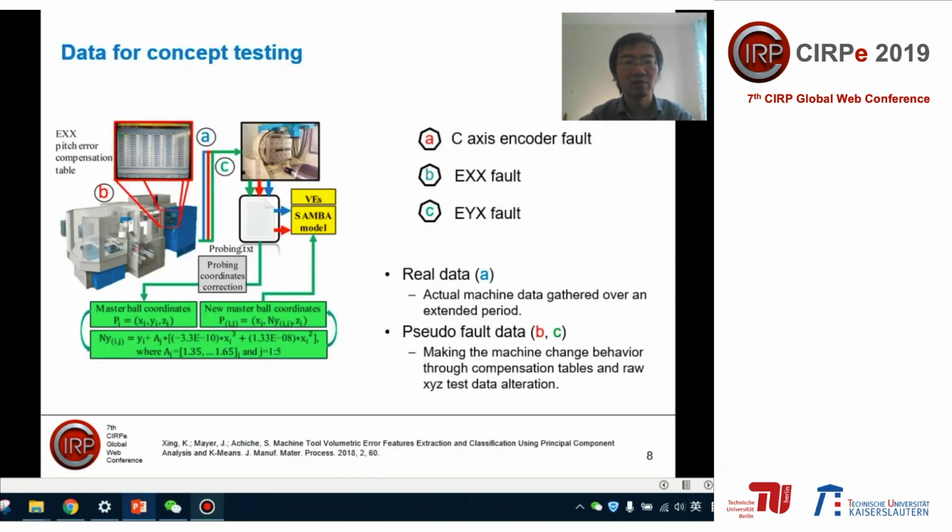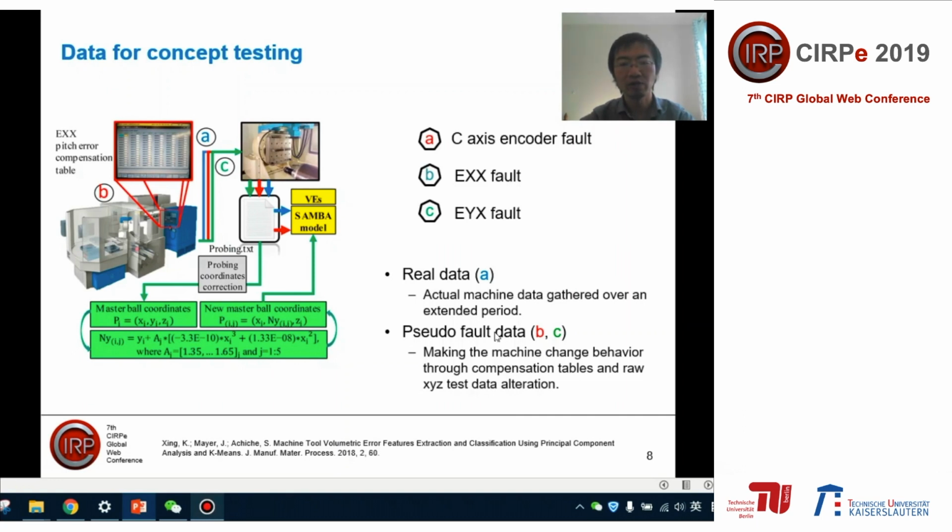To test our proposed concept, we are using volumetric data from three perspectives. It includes the real data. Real data are measured frequently from our 5-axis machine tools. During our frequent measurements, we met a real C-axis encoder fault. A C-axis encoder fault is generated by the encoder drawback. After that, we removed the encoder, then the machine tool is controlled by the linear axis encoder. And this can lead to a change in volumetric error.